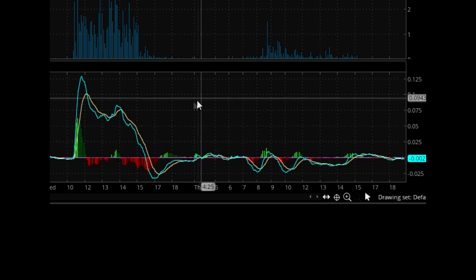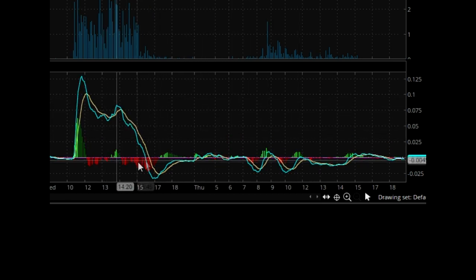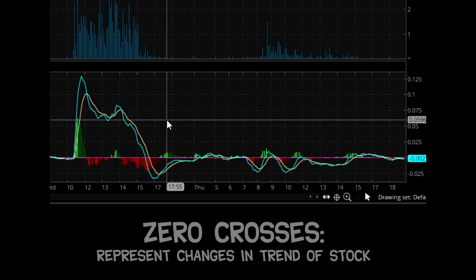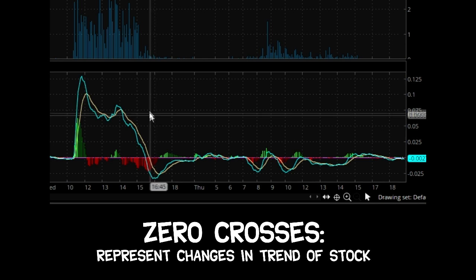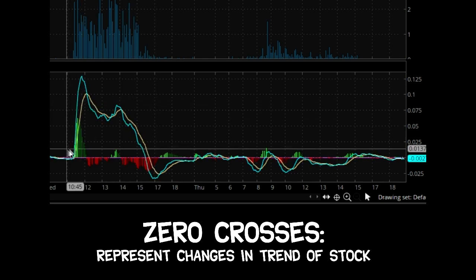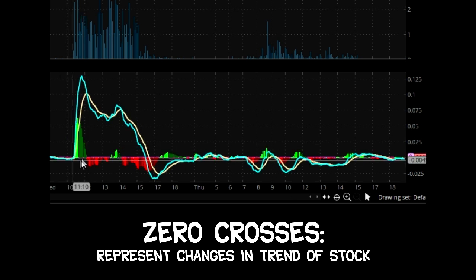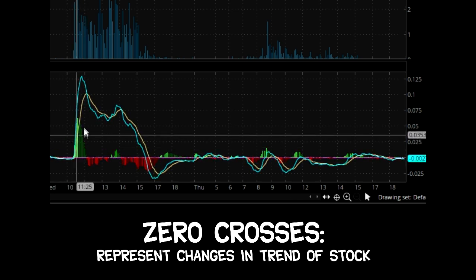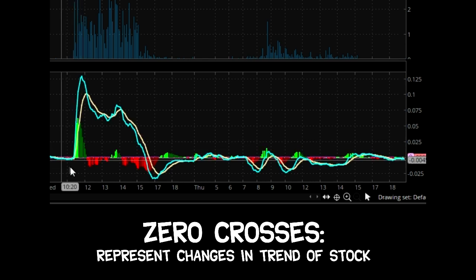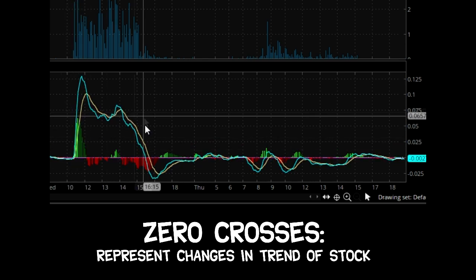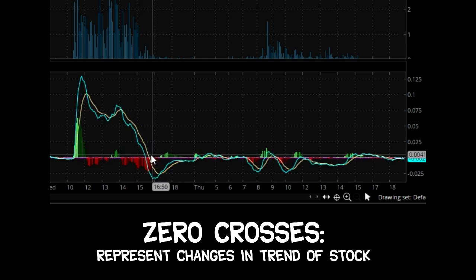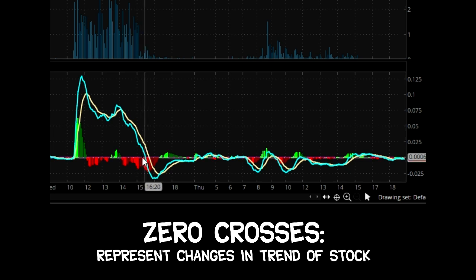So moving on here, the last thing we're going to be looking at on the MACD indicator is the concept of zero crosses. Zero crosses are supposed to represent a change in the trend of a stock. So technically, like right here, obviously this would be an uptrend when the MACD and the signal line started to trend upwards and broke through zero. Obviously right here would represent a downtrend in the stock because the MACD and signal line broke through this baseline of zero.